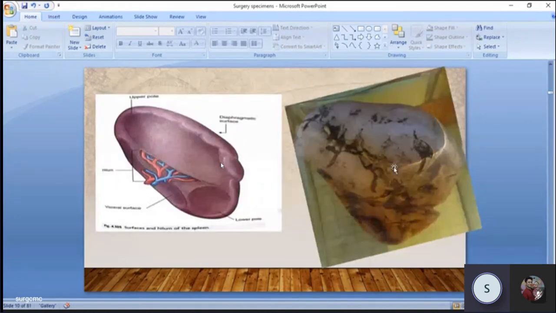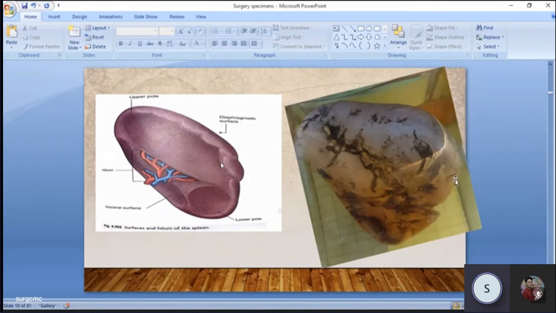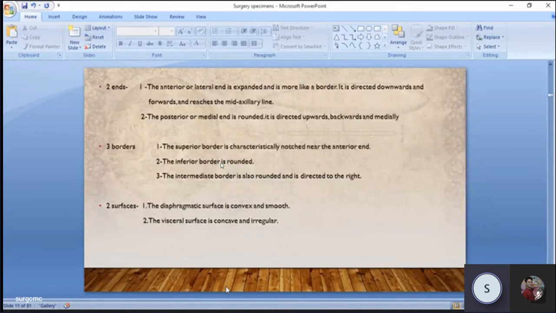Now you see the specimen and see the anatomical presentation in our body. You can see the hilum over here, you can see the upper pole, the lower pole, and over here the visceral surface, and this is the hilum, and this is the diaphragmatic surface. These are the borders, two: the upper border and the lower border. The upper border is a round one, the lower border is a sharp one. Two ends: the anterior lateral end is expanded and more like a border. It is directed downwards and forwards and reaches the mid axillary line.